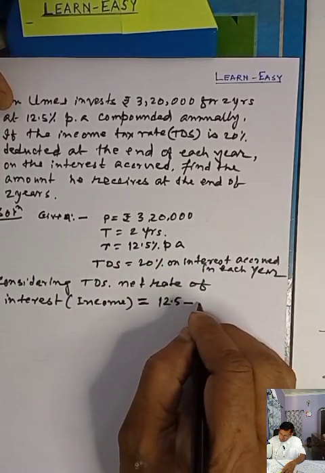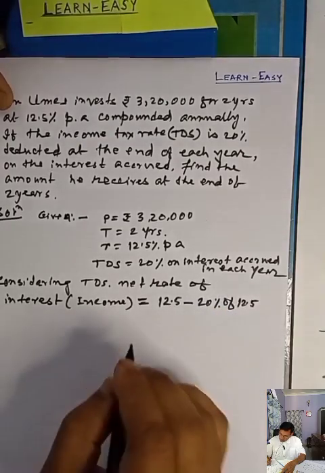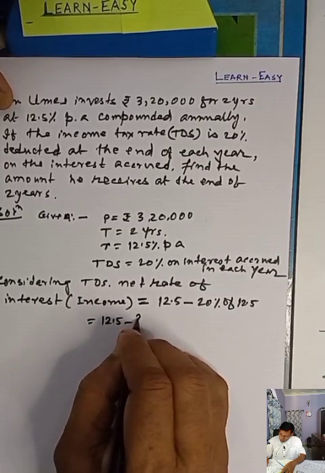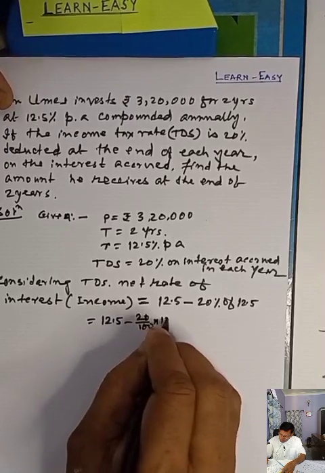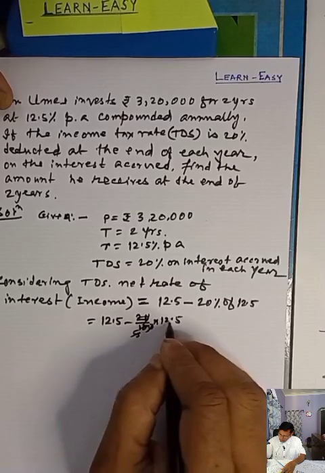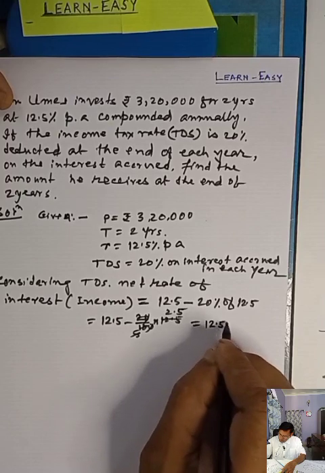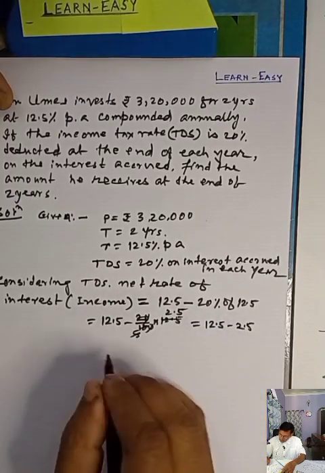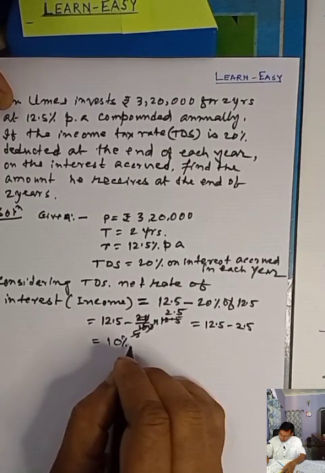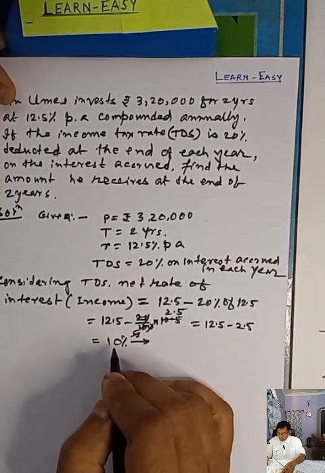That means 20% of 12.5. What will it come? 12.5 minus 20 by 100 into 12.5 is equal to 12.5 minus 2.5 is equal to 10%. Now, for further progress of the sum, we will take R is equal to 10%.